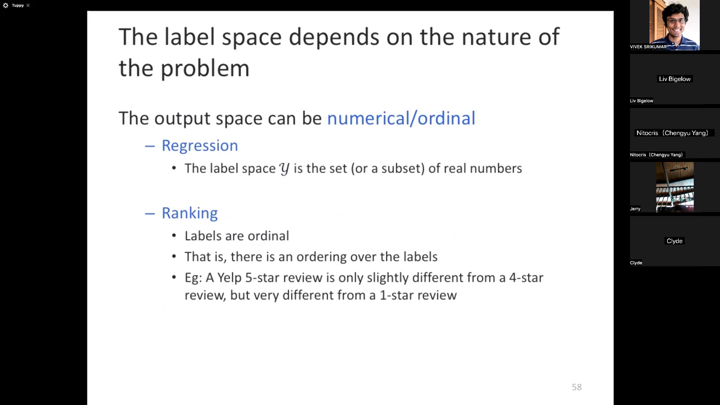The label of 1 star is closer to 2 star than it is to 5. So there's a distance between these things. Some labels are closer to each other than others. So there's an ordering over the labels, and this kind of problem is called a ranking problem. These are just different names that are assigned to the modeling problems based on the kind of label space. So this is pretty much all I have to say about label spaces, actually. There's not too much, there are just the different types of labels. We'll look at regression a little bit. We'll look at binary classification quite a bit. If time permits, we'll look at multi-class classification.